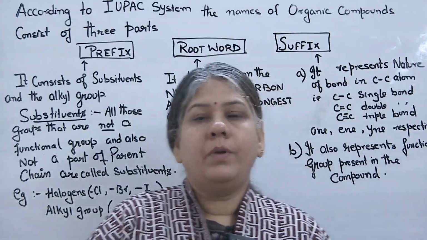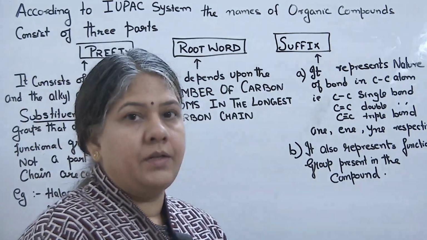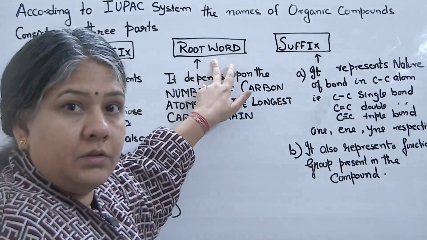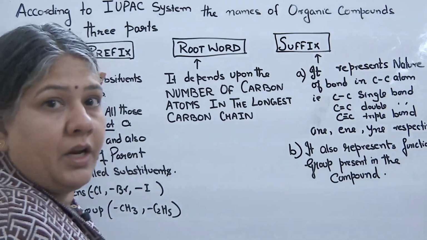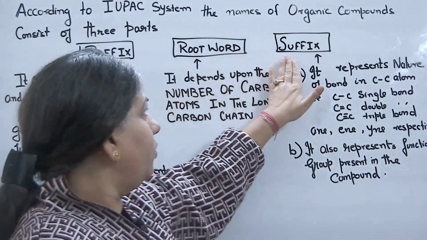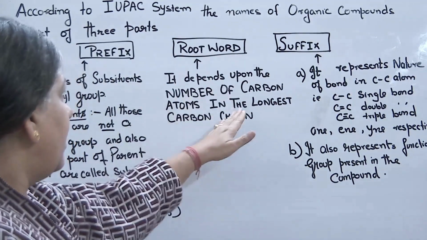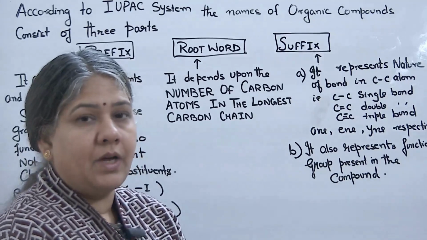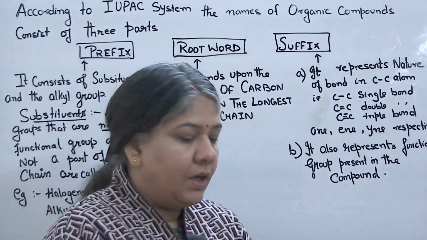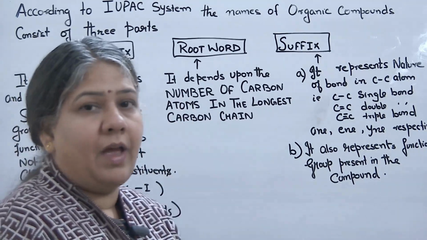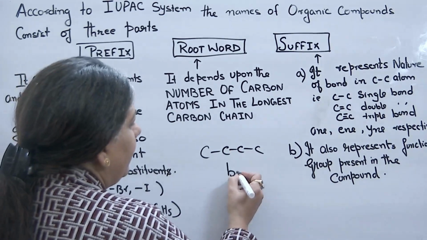See, according to IUPAC nomenclature, the names of organic compounds consist of three parts. The root word, which is the middle part, and whatever is written before the root word in the name is called prefix, and after the root word comes the suffix. See, a root word depends upon the number of carbon atoms in the longest carbon chain. So the root word is named on the basis of the longest carbon chain. For example, if the carbon chain has 4 carbons, the root word will be but.